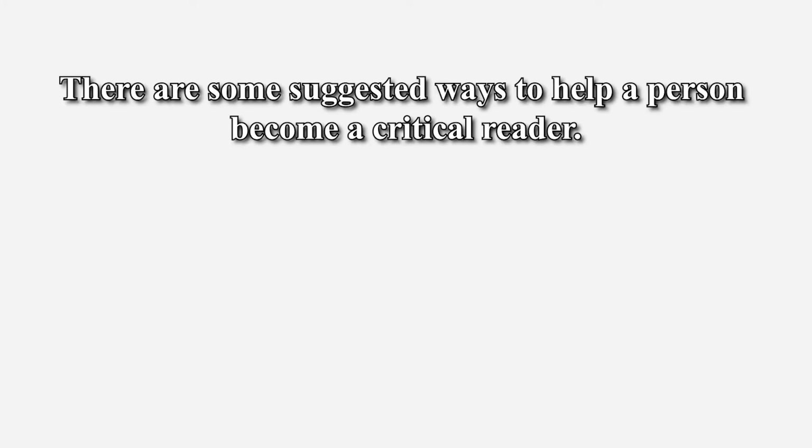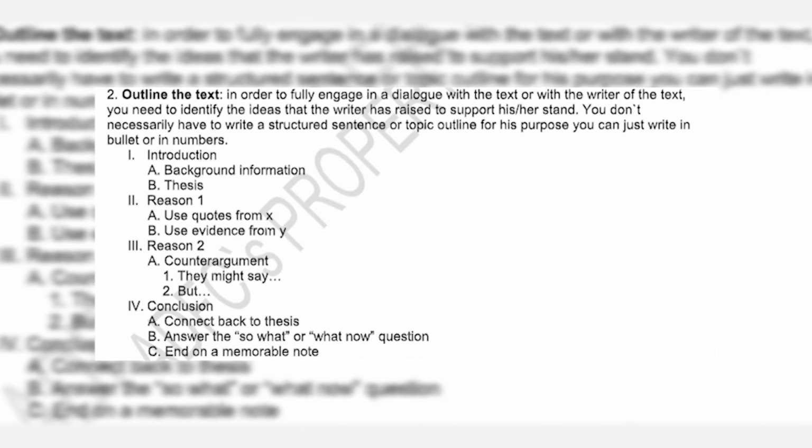There are some suggested ways to help a person become a critical reader, and these are to annotate what you read, outline the text, summarize the text, and evaluate the text. All 4 of these suggested ways will help the person become a critical reader.